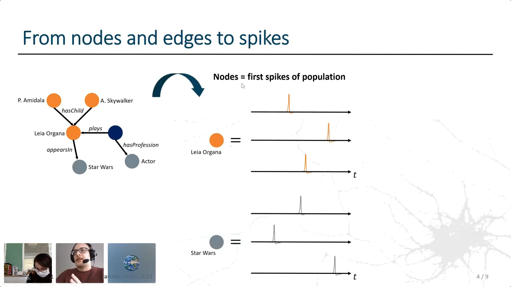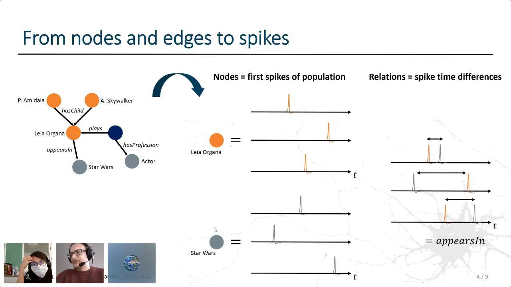And what we found is how you can do this: nodes can be represented as the first spikes of a population of neurons. So this would be one node here, represented by, for instance, three neurons. And every neuron can only spike once. And the time to the first spike, like this whole pattern here, now encodes, for example, the node Leia Organa. So the temporal pattern now represents this element of the graph. We can also do this for other elements in the graph, and we'll get slightly different patterns depending on how these nodes are related to each other.